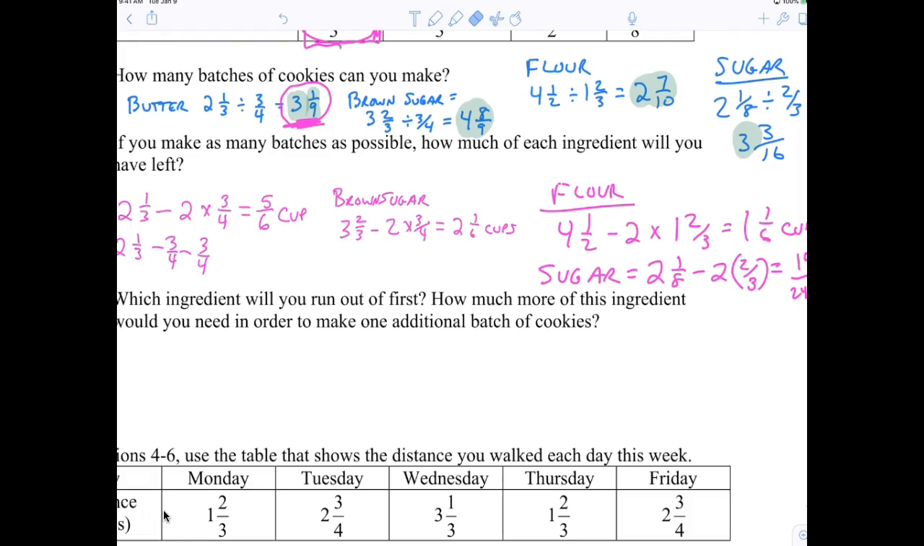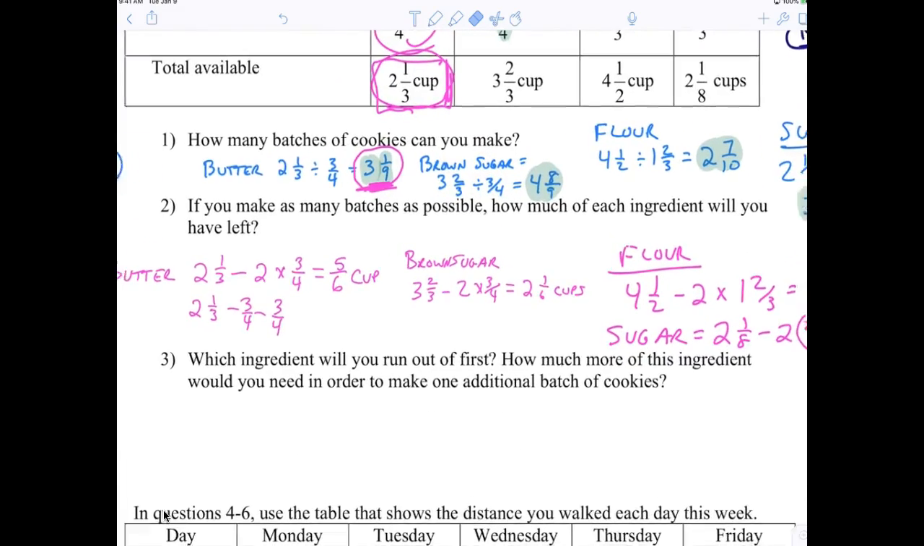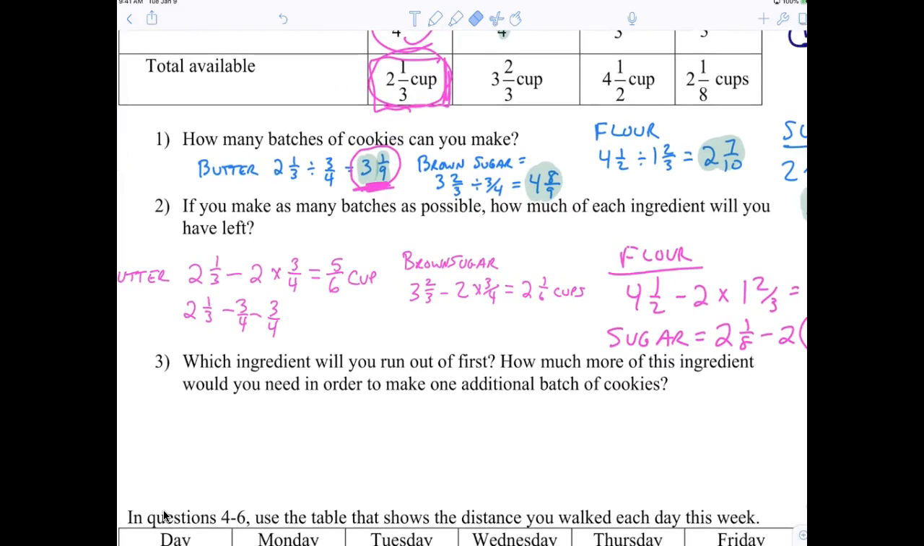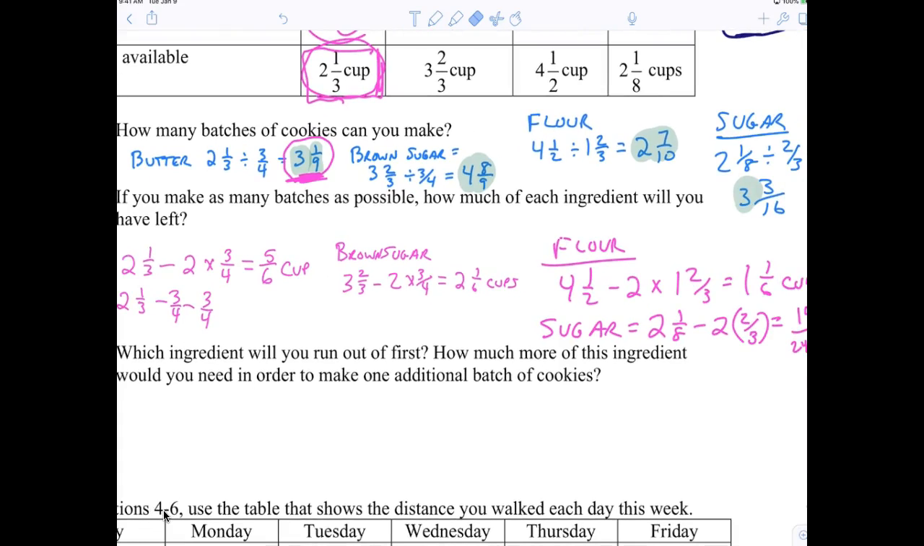Come on now, this is what I need you guys to get involved in. Tell me if you're not sure. Well, here, I have to look back up here. How many batches of butter? If I just needed butter, I could make what? If I just needed brown sugar? If I needed flour, I can only make 2. You agree with me? And for sugar, I can make 3. So if I had a little extra flour, I could make a 3rd batch, right?